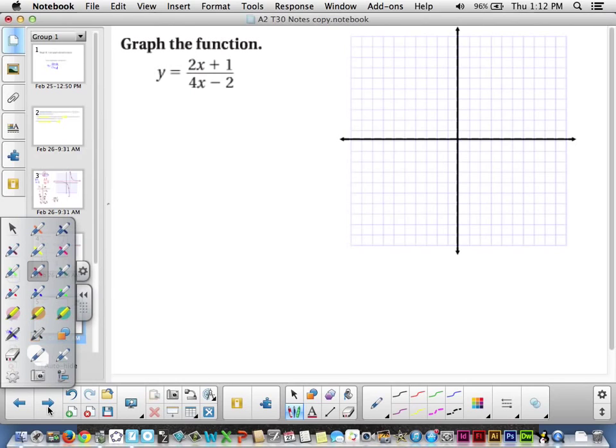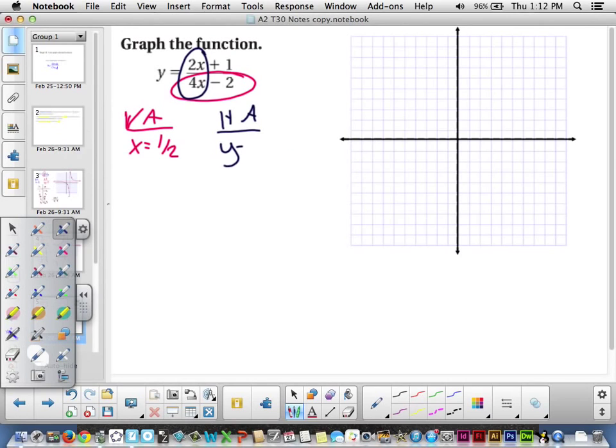Y equals 2x plus 1 over 4x minus 2. Pause, try this on your own, and then watch the finished version. Vertical asymptote. What makes the bottom 0? The bottom is 0 when x is 1/2. A horizontal asymptote. Divide your coefficients, as long as the degrees are the same. Y is 1/2. So we'll plot our vertical at x equals 1/2. We'll plot our horizontal at y equals 1/2.